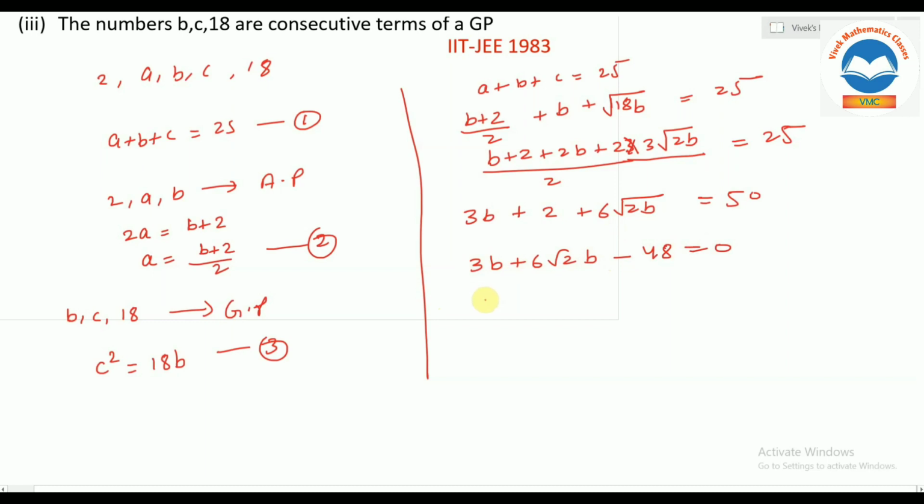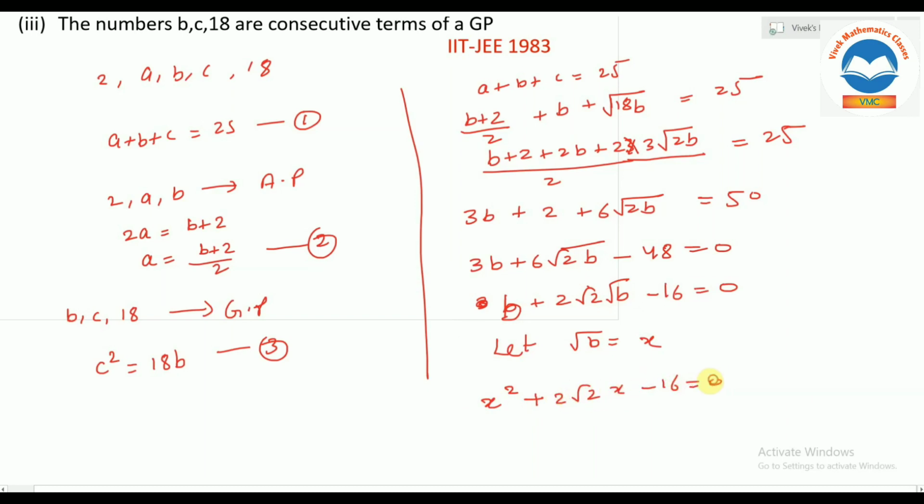What can we take common? 3 we can take common. So B plus 2 root 2B, so 2 root 2 into root B, and minus, if you divide this, 16 will be 0. So let's say root of B will be some x. So what can we write? x square plus 2 root 2x minus 16 will be 0.